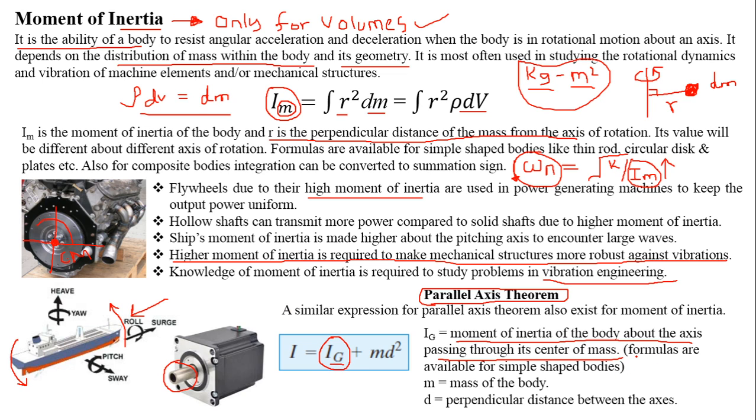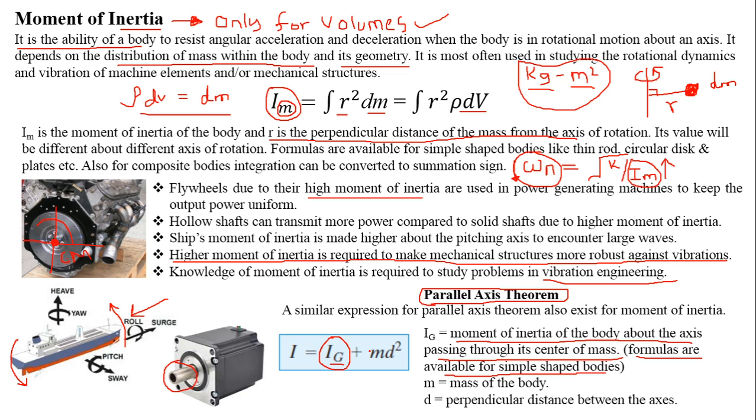And luckily formulas are available for simple shaped bodies, like for example thin rods, circular discs, and rectangular and square plates. These are simple shapes, simple volumes. Thin cylinder rod or a cylinder, circular disc, or a rectangular or square plate. For them formulas are available for moment of inertia. So we can directly use those formulas here in place of Ig.